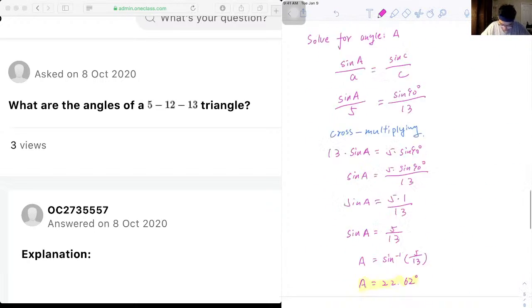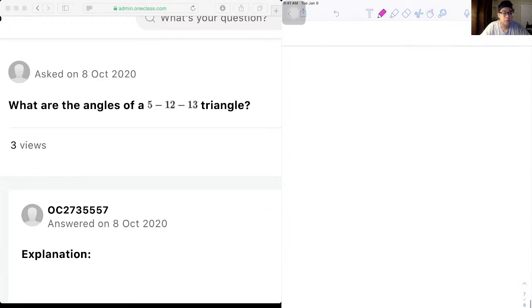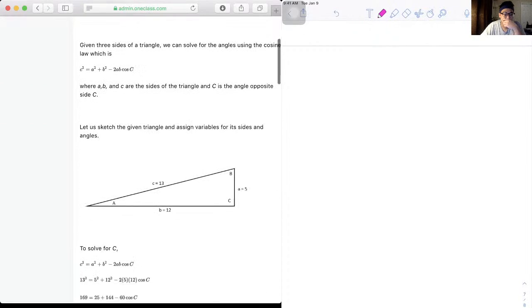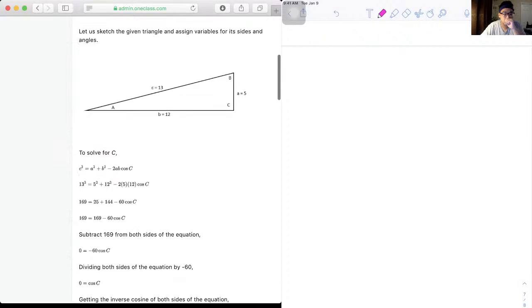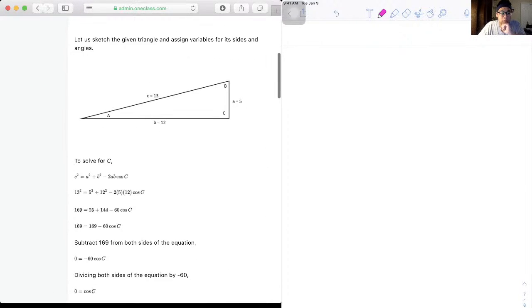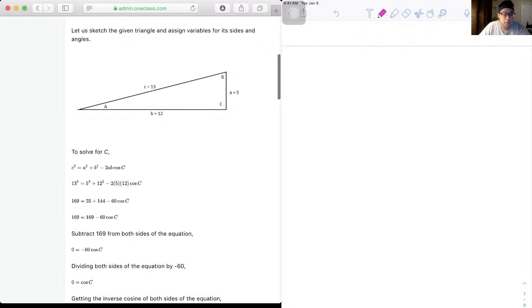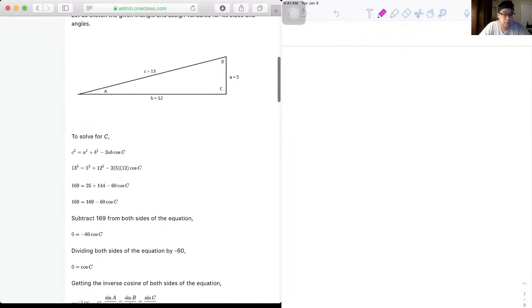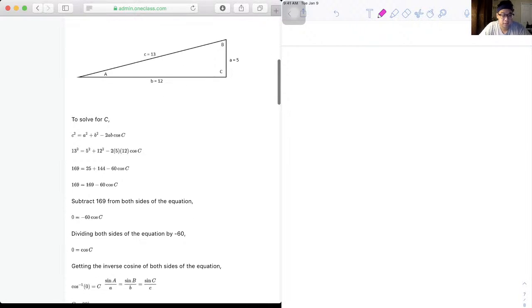Okay, so now let's leave a comment there. The junior tutor's answer is almost 100% correct, except for this part, because 2 times 5 times 12 should be 120 instead of 60. But other than that, it's all correct.